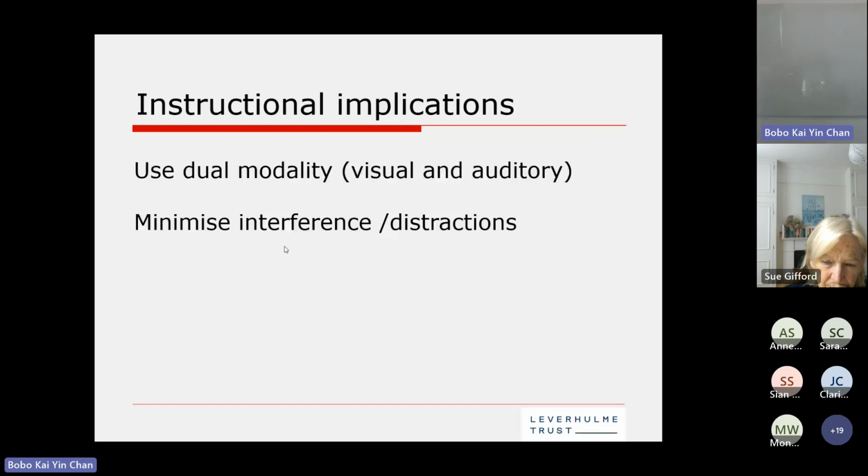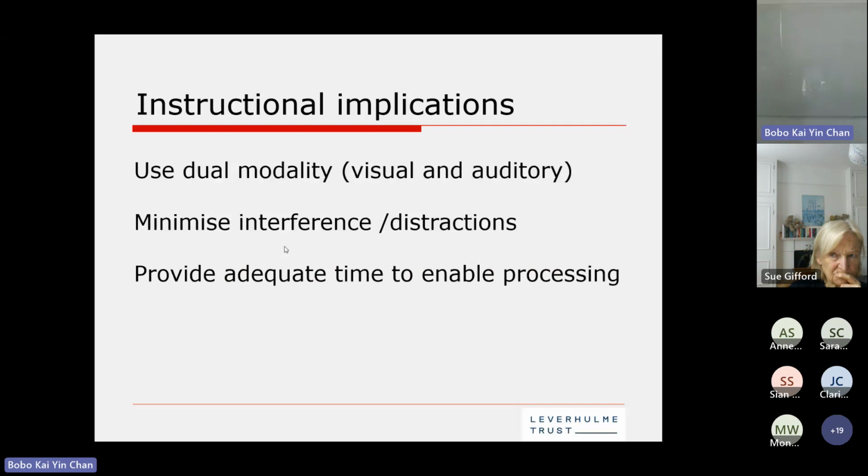Because working memory is limited in capacity, it's better to minimize any irrelevant material, any interference, any distraction, any other activities not related to the learning goal, but which would take up the limited capacity of working memory and distract attention onto something else. So that's an obvious consequence, again.